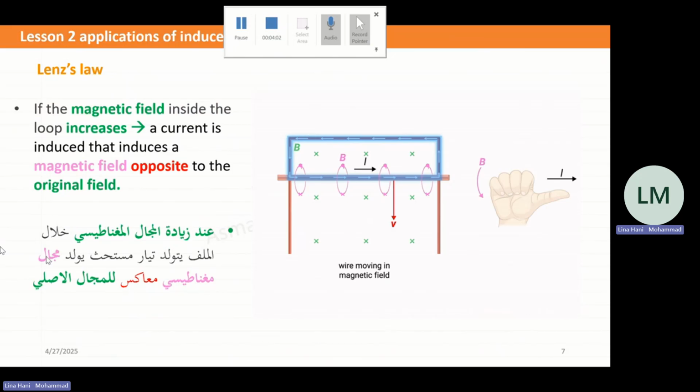So let's repeat. If the magnetic field inside the loop increases, by pulling this wire downwards, we increase the number of X's, which is the original magnetic field inside the loop. If that happens, a current is induced in the wire, and this current is going to induce its own magnetic field, the one in purple, and it's going to be in the opposite direction of the original field to try to decrease it.